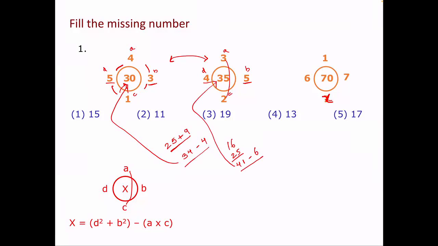Okay, so apply the same logic here. If you call them as A, B, C, D, so it is D square plus B square. 6 square is 36. 7 square is 49. So this is equal to what? 85. Okay, minus A into C. So what will you keep at the place of X? 15. It's only when X is 15, 1 into 15, it will be 15, and 85 minus 15 will give you 70. So answer here is option number 1, 15.